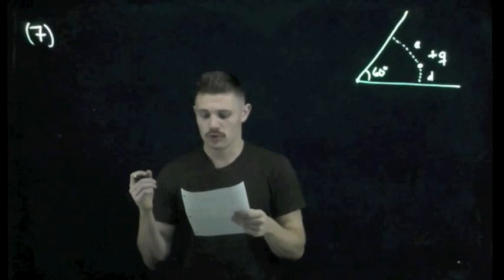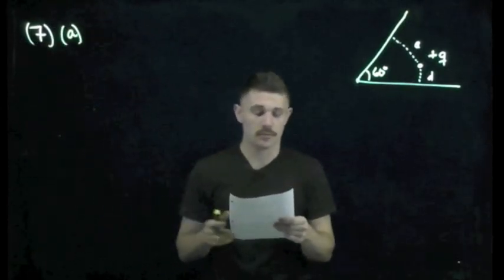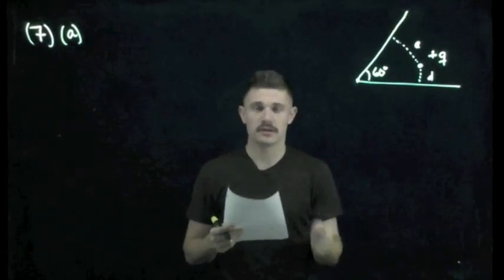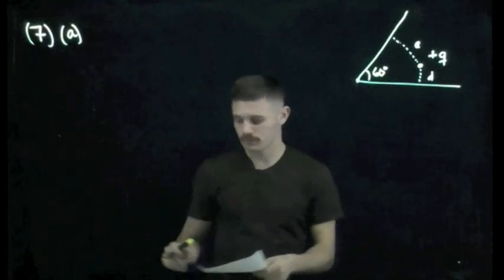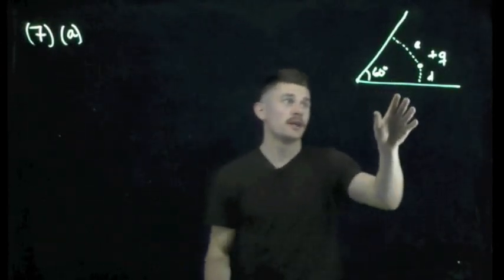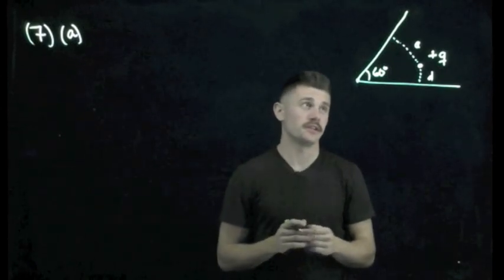For part A, we want to draw the image charges of this configuration, being clear about whether or not they're positive or negative and what position they're at. So we can see right away that it's going to be similar to the method of images problems that we've seen in some of the previous videos.